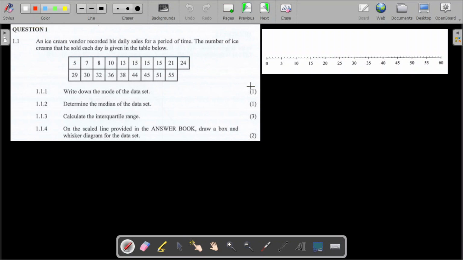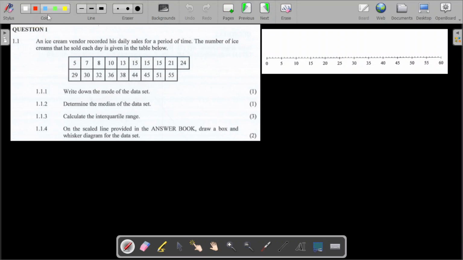The question says an ice cream vendor recorded his daily sales for a period of time, and the number of ice creams that he sold each day is given in the table below. So these are the number of sales that are done each day. Here they're asking us to write down the mode of the set.